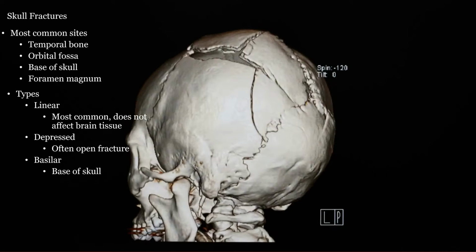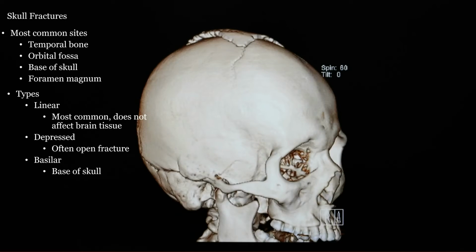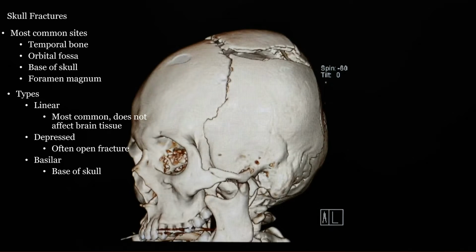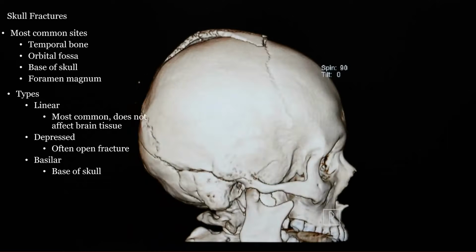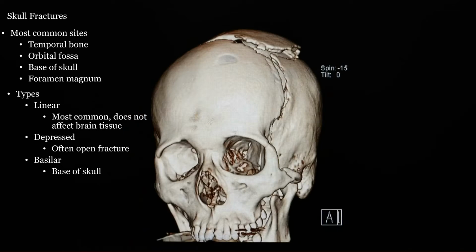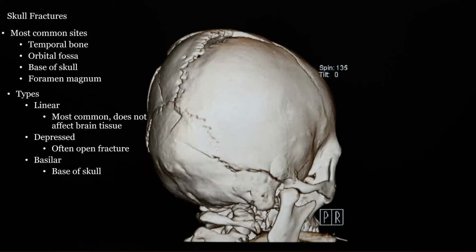Here's a CT scan of the skull reconstruction of a patient with a depressed skull fracture. Notice the displacement of the bones. Linear is the most common type of skull fracture and the least damaging of the skull fractures. It does not affect the brain tissue. The last type of skull fracture is the basilar.